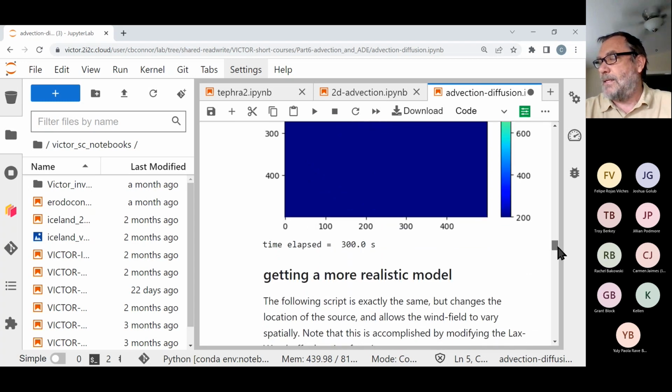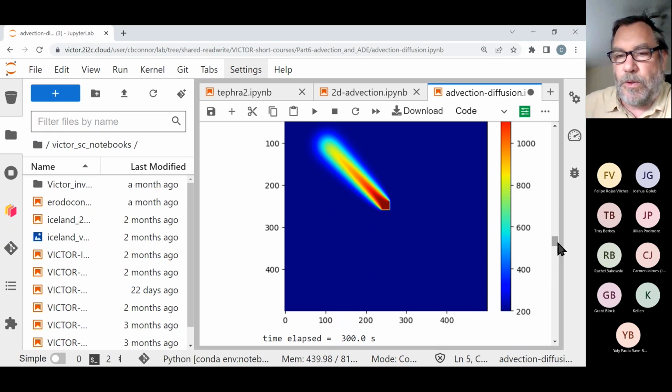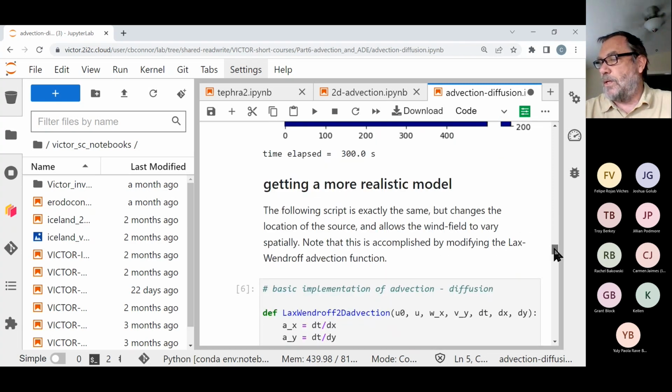Okay, so that's that. Now if you were going to stop there with this model, you really wouldn't have to have a numerical implementation of the advection diffusion equation. In fact, you can probably come up with a pretty good analytical solution for this problem with these simple conditions. But usually what people do is they want something to be a little bit more realistic.